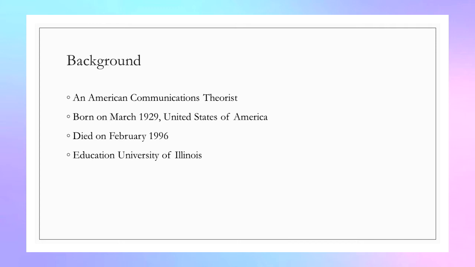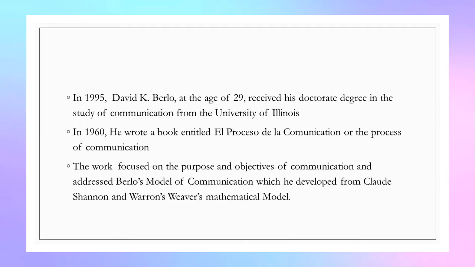Died on February 1996 and graduated at University of Illinois. In 1995, at the age of 29, received his doctorate degree in the study of communication from the University of Illinois. Berlo was a student of Wilbur Schramm, who sat on the doctoral committee, and Schramm, whose theories of communication are well known, and Berlo functioned in the role of educator, author, and communication department chair at MSU for 14 years, from the department's inception in 1957 through 1971.